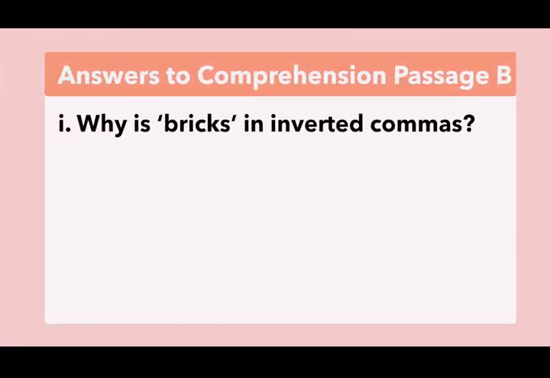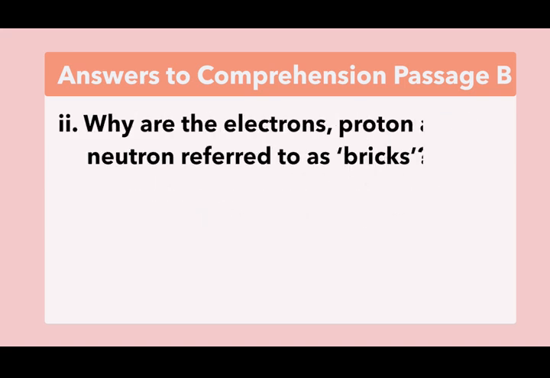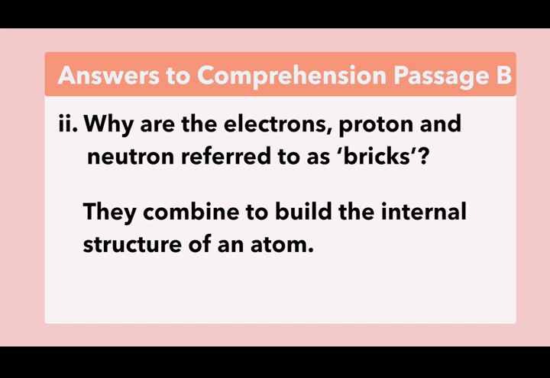Here are the answers to comprehension passage B. The first question was, why is bricks in inverted commas? The answer to that is that it has been used metaphorically and not with its usual meaning. The second question was, why are the electrons, proton, and neutron referred to as bricks? The answer is they combine to build the internal structure of an atom.